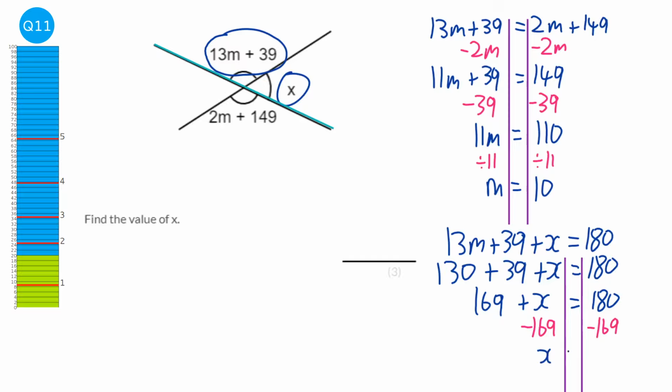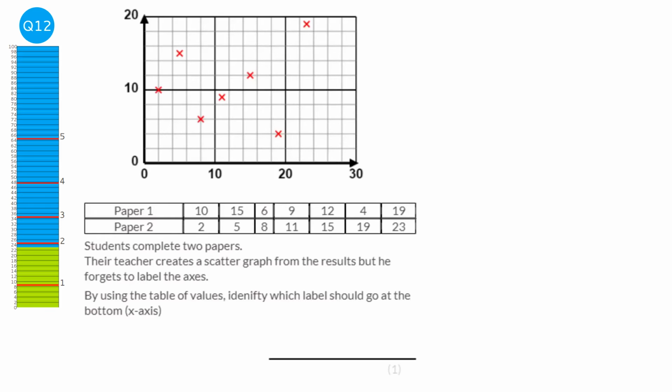So we've got x equals 11. So the value of x will be 11 degrees. So for this question, we just need to pick one of the coordinates. And I'm just going to pick this one here. And we just need to work out what the coordinates are.